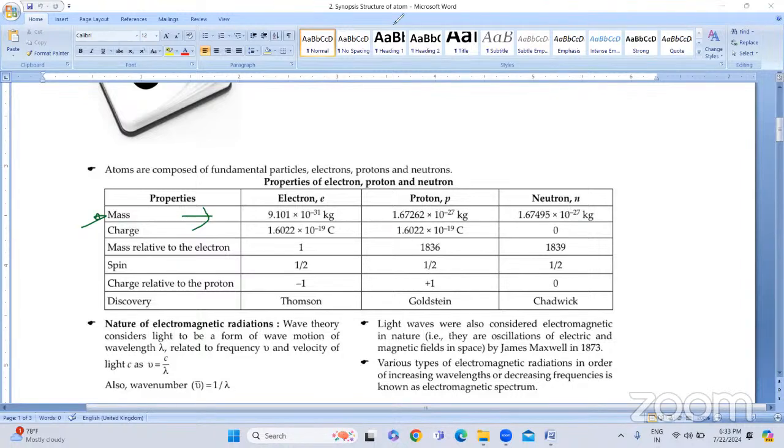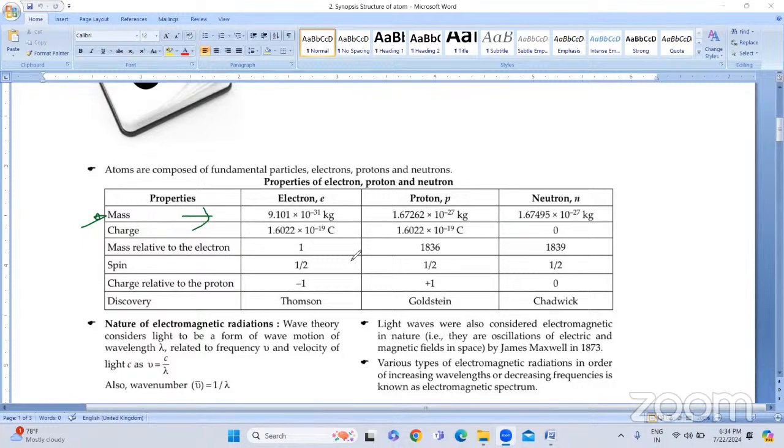Then the mass of the neutron. What is the mass of the neutron? It is 1.674 into 10 raised to minus 27 kg. So this is the mass of the neutron. Then second is the charge. We need to remember the charge of the electron, proton, and neutron.